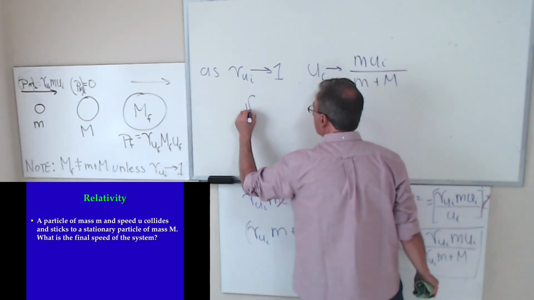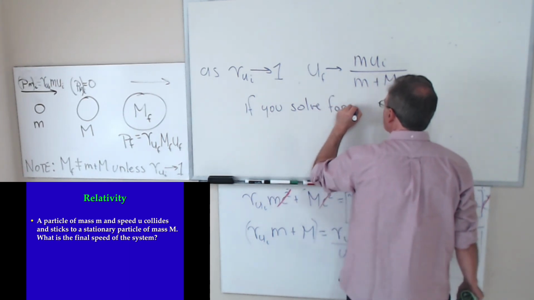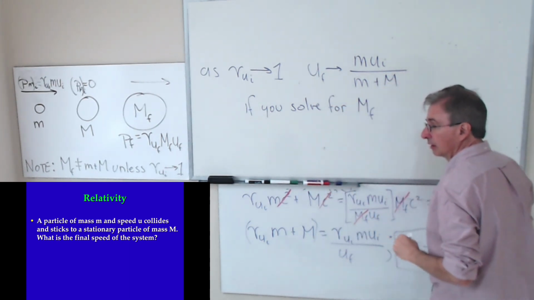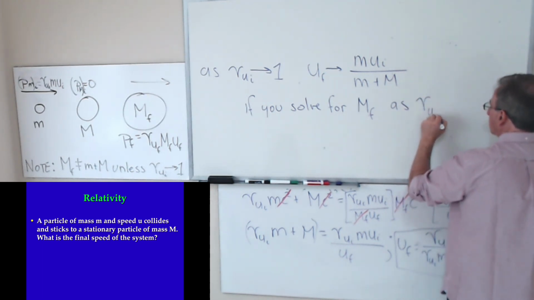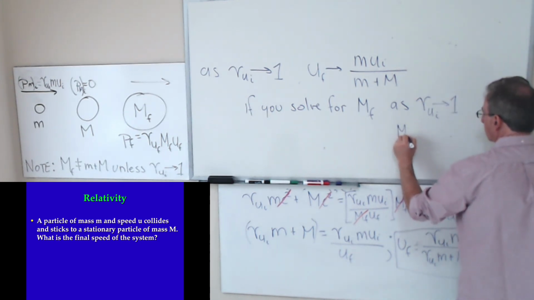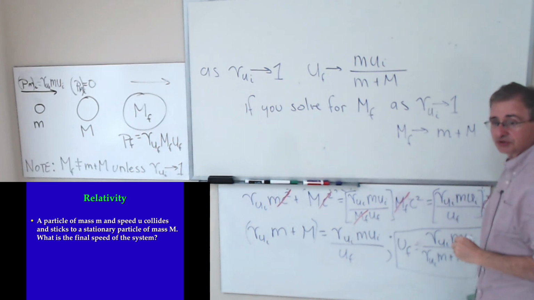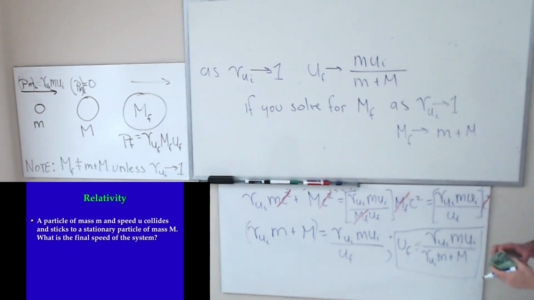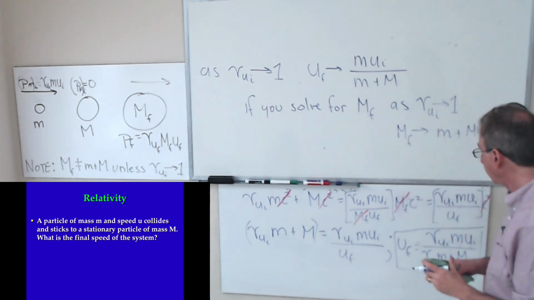Now, if you solve for big M final, then as gamma u initial goes to 1, M final should approach little m plus big M. If you actually went through and solved for M final, which I'm not going to do here because it's going to take a little bit of work. Okay? So your answer should reduce down to the classical expression.